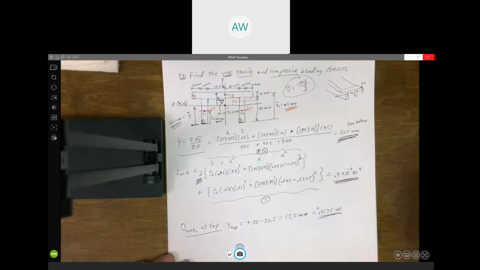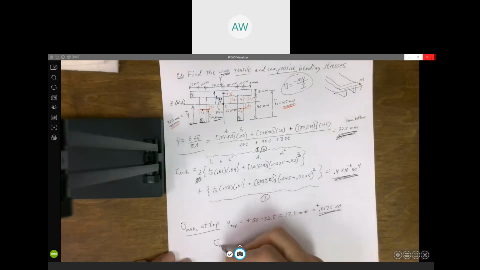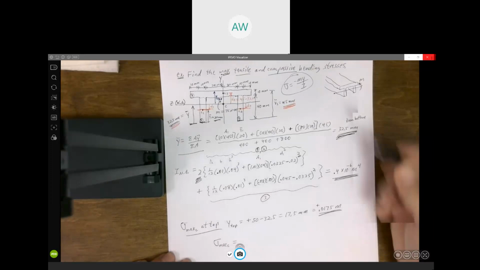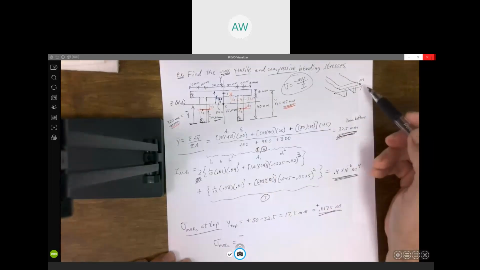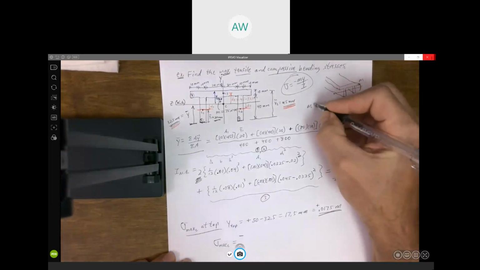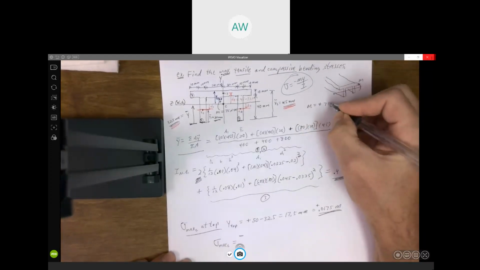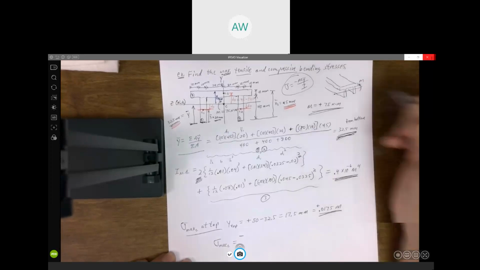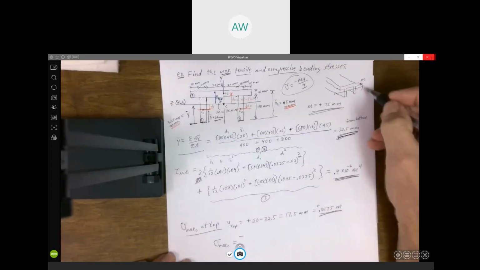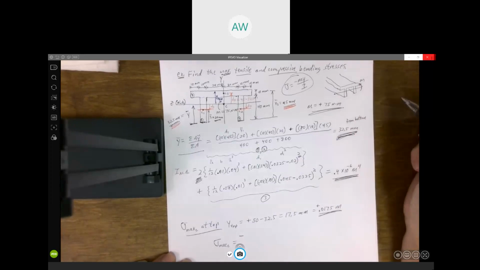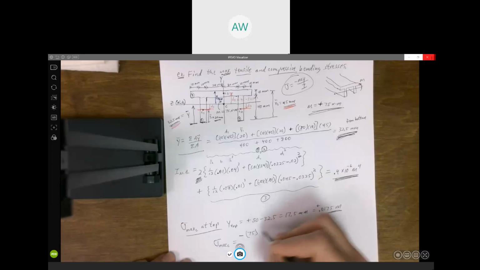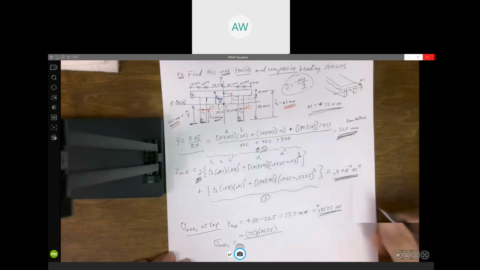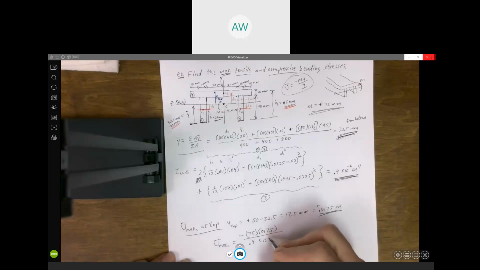It's positive. So our maximum compression, we have minus our moment. And if you look at this moment, the direction of that moment is positive, 75 Newton meters. We define a positive moment acting this way. A negative moment would be in the opposite direction. So it's a positive moment. So 75 times 0.0175 and divide by I, 0.4 times 10 to the negative 6.